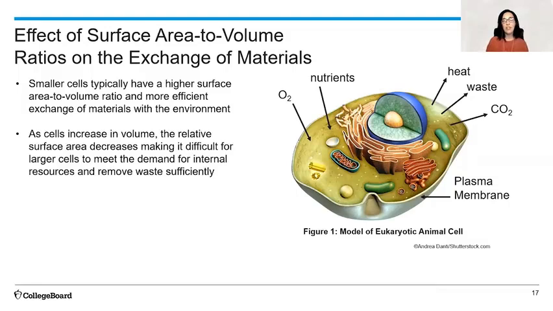Because as the cell increases in volume, the relative amount of surface area decreases, making it difficult for larger cells to meet those demands. And so these limitations are going to restrict cell size and shape. And I will share with you some examples of modifications that cells and organisms have to overcome this challenge in the second lesson for this topic.